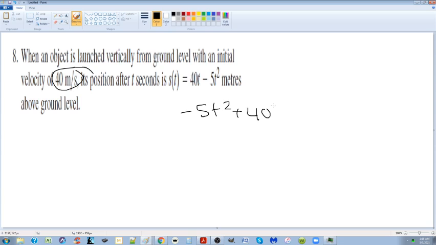Just helps you understand. So the derivative is this. So when is that equal to 0? Rearrange, rearrange, rearrange. When time is 4. What is the height?